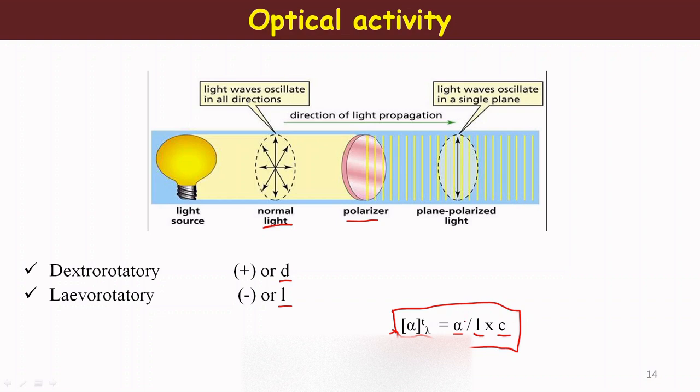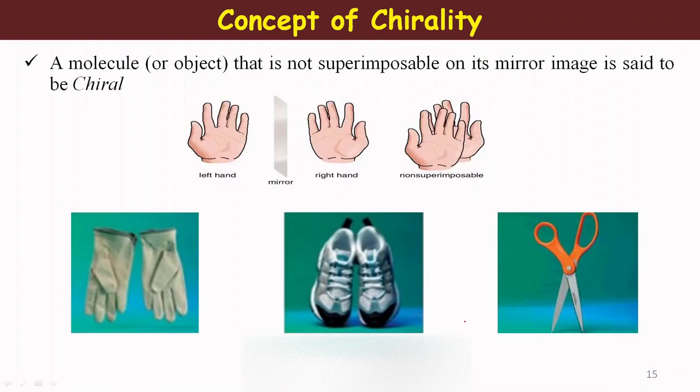So, let us first see what chirality is. Any object that is not superimposable on its mirror image is said to be chiral. The term chiral is derived from the Greek word cheir, meaning hand. It is used for those objects which have right-handed or left-handed forms. Molecules which have handedness are termed chiral compounds, and the property of this handedness is termed chirality.